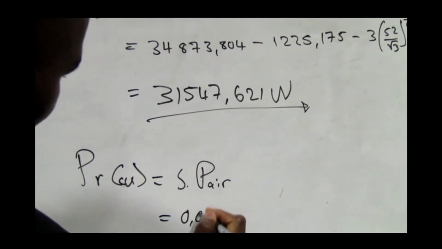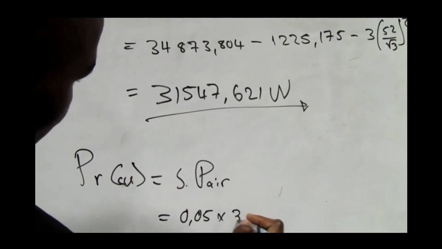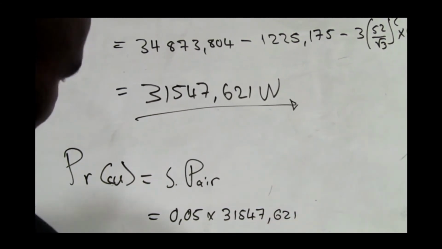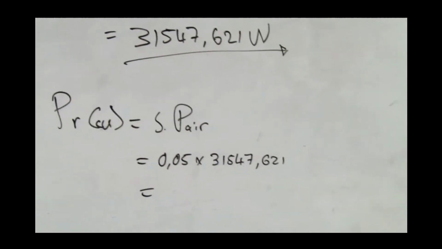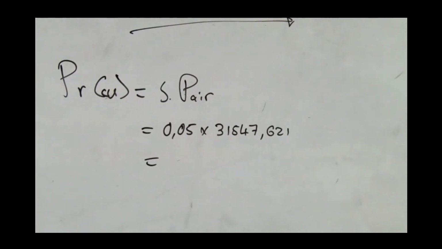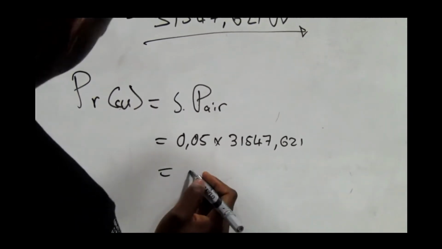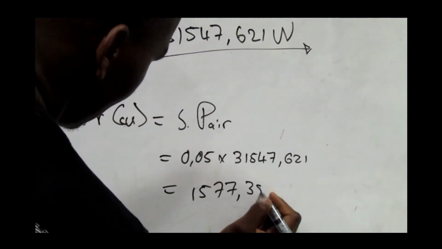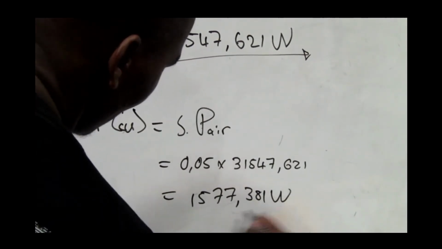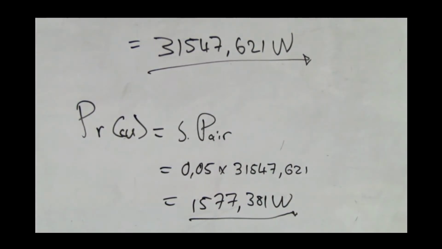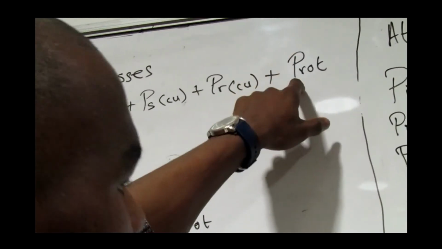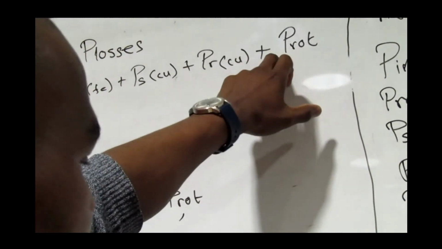PRCU is given by S times P gap. Our slip was given as 0.05 times 31,547.621. And what I got here is 1577.381 watts. Now coming back to our formula here, we have calculated these losses, and this one in fact was given.